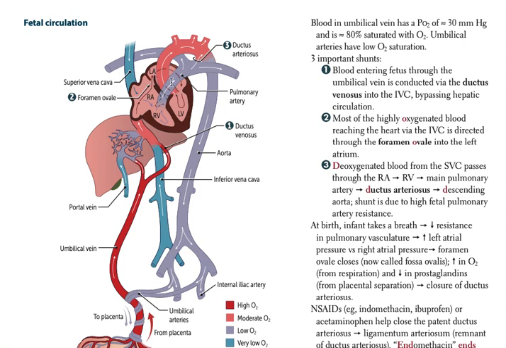This is the foramen ovale into the left atrium. Deoxygenated blood from the SVC passes through the right atrium, then to the right ventricle, to the main pulmonary artery, ductus arteriosus, and then the descending aorta. This shunt is due to the high fetal pulmonary artery resistance.